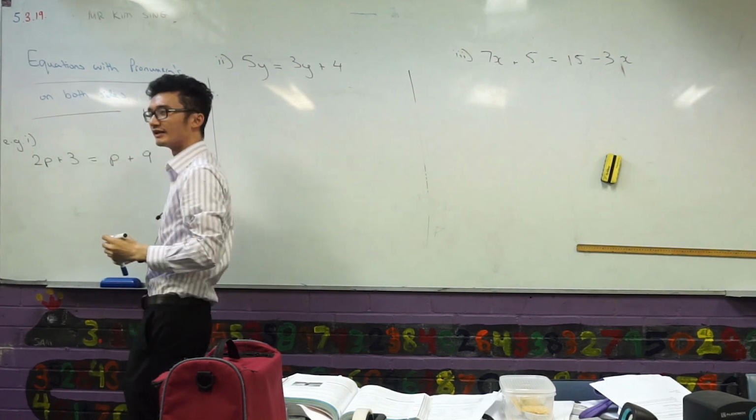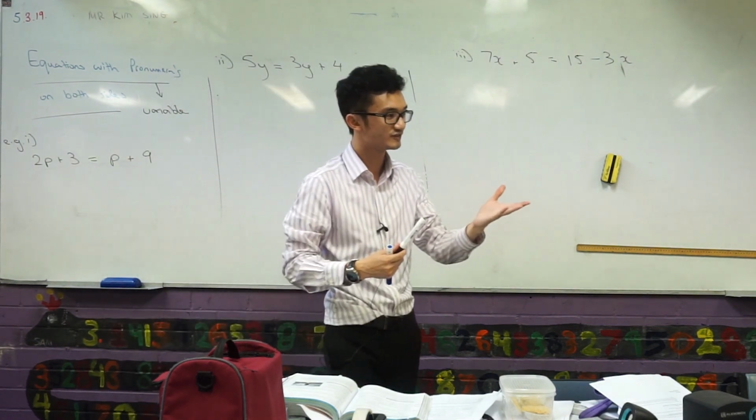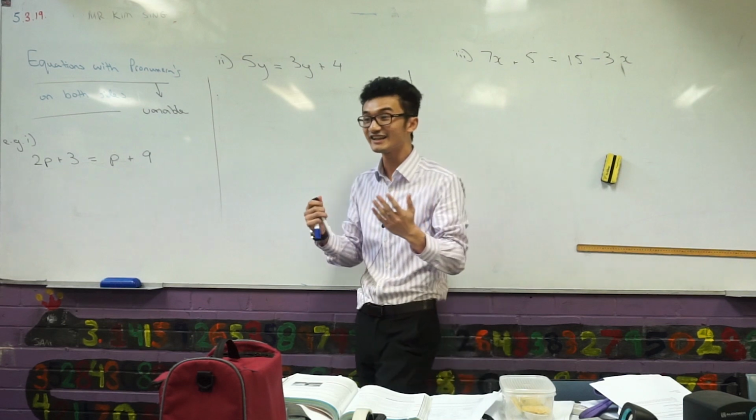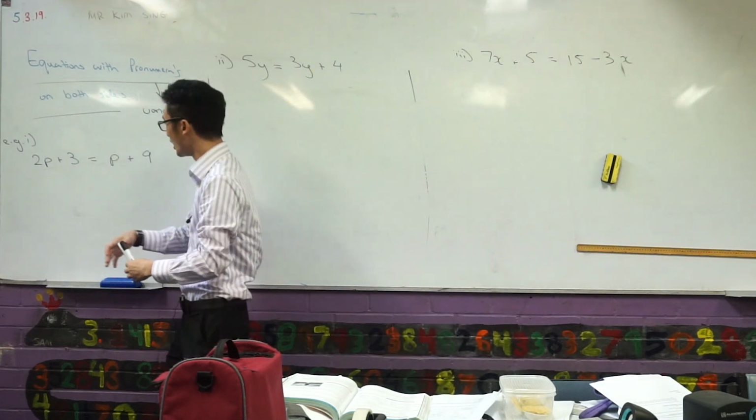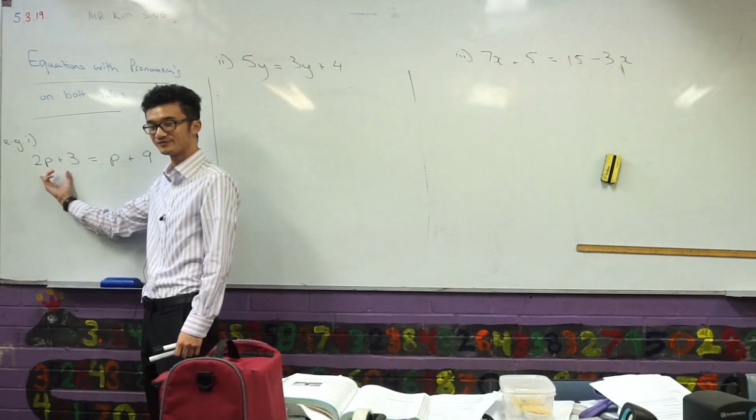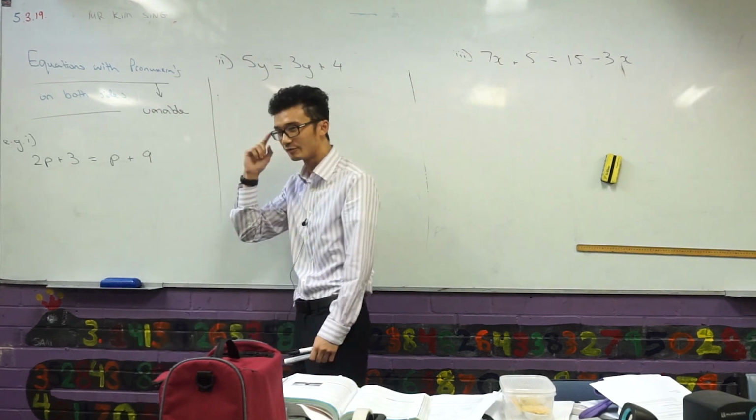And what's a variable again? A variable is a letter that represents an unknown number. So can you see, I have a variable, I have p's here. I don't know them just yet. I'm going to find them.